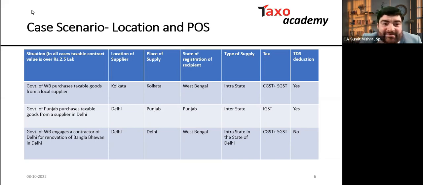Because CGST and SGST are charged by the supplier, if the tax is retained by the state of the supplier, the recipient cannot deduct CGST or SGST. Why so? Because if CGST and SGST are deducted by the recipient, it will be retained with the state of Bengal, so that cannot be remitted to the state of Delhi. So that's the basic theme: in case the location of the supplier and the place of supply is different from the location of the recipient, there will be no implication of TDS. So no TDS will be deducted.